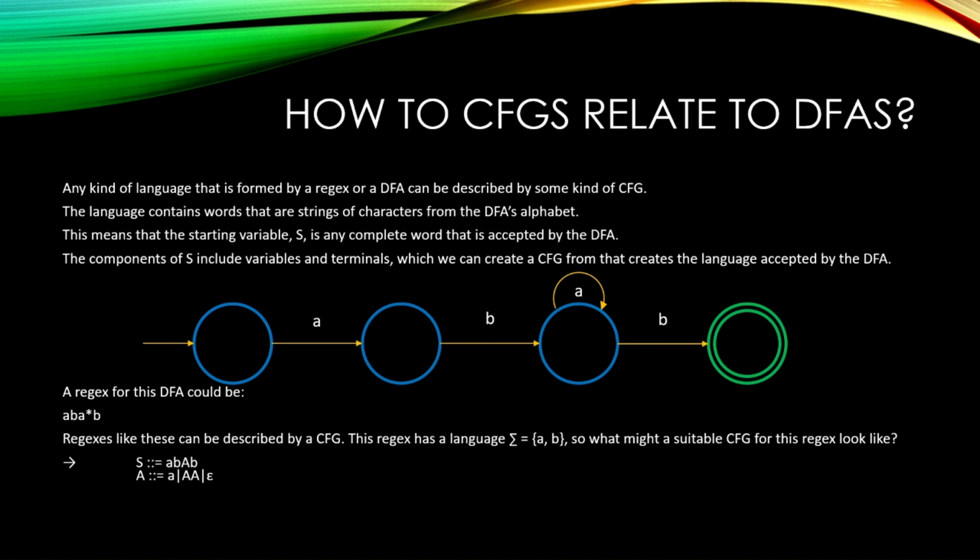So what might a suitable context-free grammar look like? We could say S expands into terminal A, B, variable A, terminal B, and then A could expand into terminal A or 2 of itself. So this could make an infinite number of terminal A's. So a CFG like this would work. Remember, we need an epsilon as an expansion of A because A star could have a length of 0.